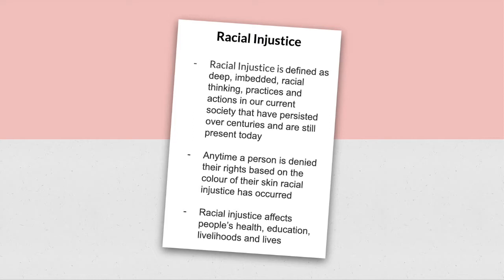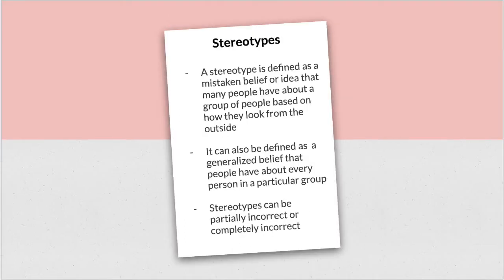Anytime a person is denied their rights based on the color of their skin, racial injustice has occurred, and racial injustice affects people's health, education, livelihoods, and lives. A stereotype is defined as a mistaken belief or idea that many people have about a group of people based on how they look from the outside. It can also be defined as a generalized belief that people have about every person in a particular group, and it is also important to note that stereotypes can be partially incorrect or also completely incorrect.